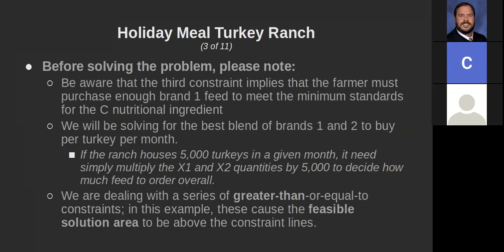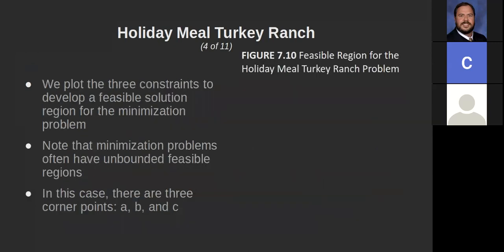Another thing to take note of is that for this problem, we're dealing with a series of greater than or equal to constraints. So these cause the feasible solution area to be above the constraint lines, hopefully as seen on the next slide. We plot the three constraints to develop a feasible solution region for the minimization problem. Note that minimization problems often have unbounded feasible regions.